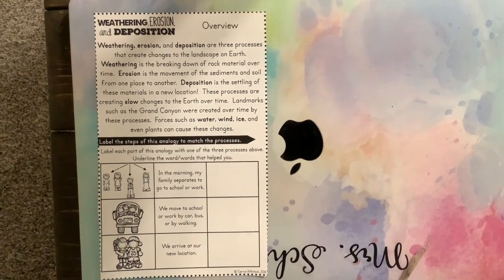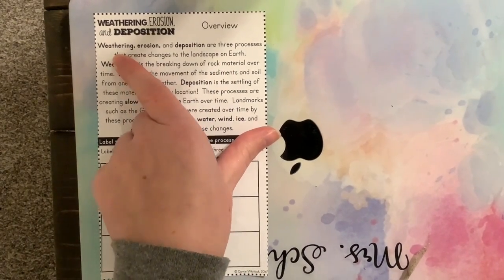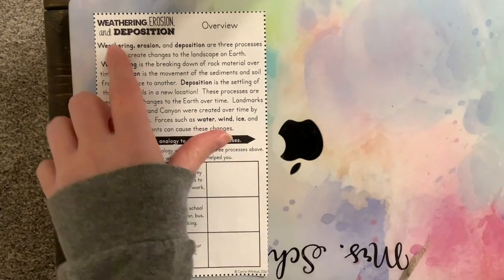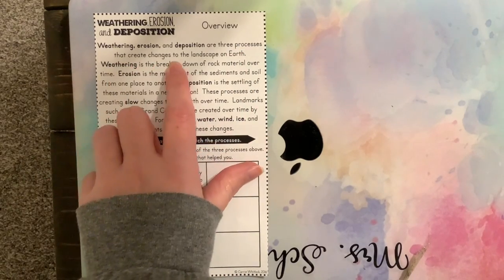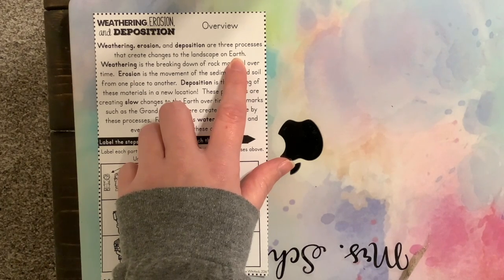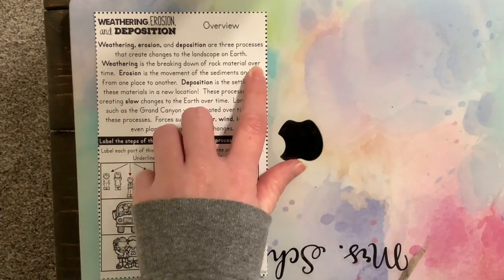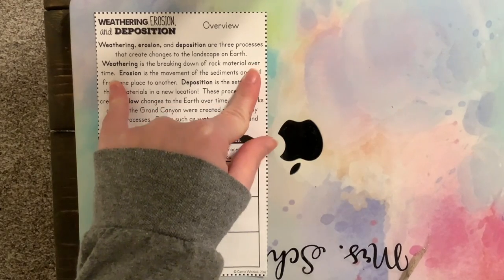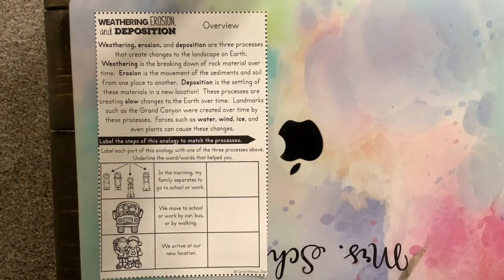All right, so we're going to read along. I'm going to read this, and I want you to follow along and read with me. Weathering, erosion, and deposition are 3 processes that create changes to the landscape on Earth. Are these slow changes or fast changes? They're slow, yeah. Weathering is the breaking down of rock material over time. That is what tells us that it's really slow. It takes so long for this to happen, guys. It's not like it just happens super quickly, but it is happening all the time.